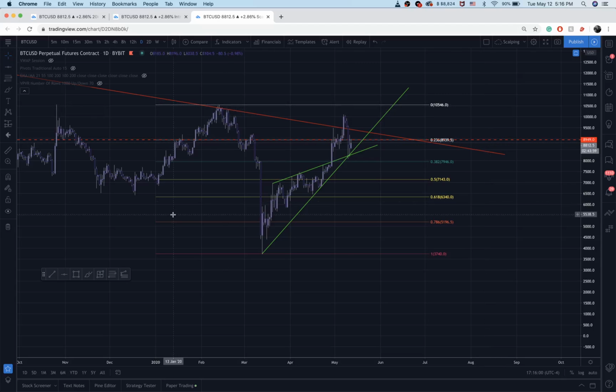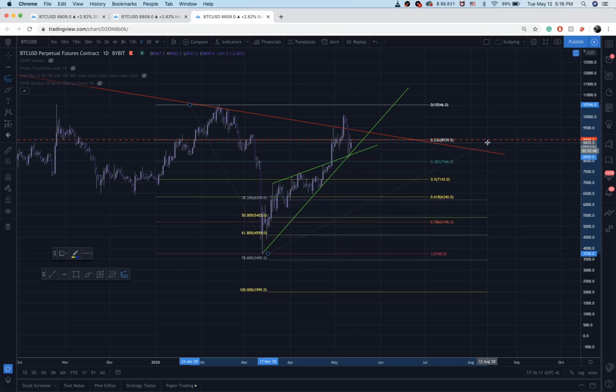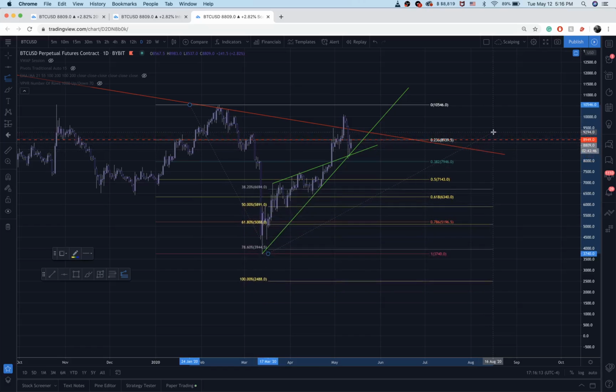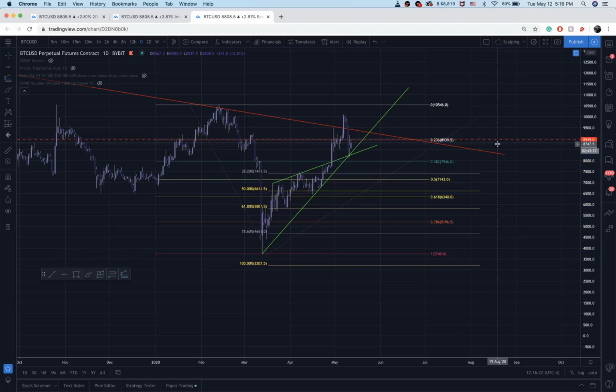But I did promise to talk about targets in this video, so let's use the extension tool to try and figure out some targets. So we're gonna go from down here to here, and once again, this really depends where it bounces off of, where it pivots off of. But for safety's sake, let's say this local high that we put in was the pivot point. So where can we expect the price to retrace to?